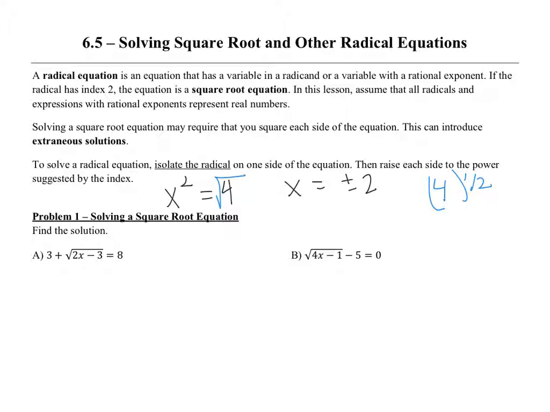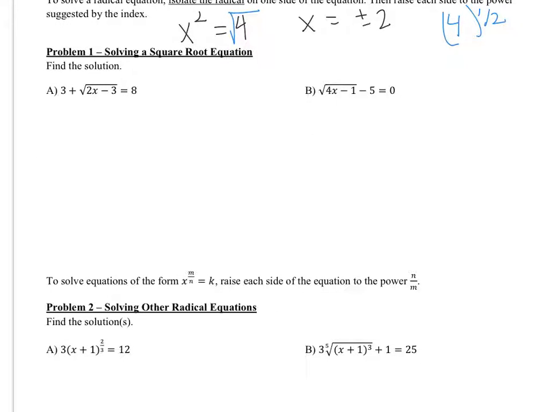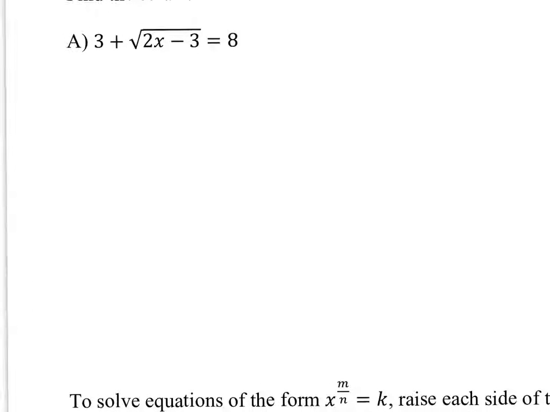So my first question, you have to get the root by itself. So before you do anything, you have to get rid of this 3. So when I'm thinking in my head, that's a positive 3. So opposite of a positive would be a negative. I'm going to zoom in here a little bit, give myself a little bit more room. So I'm going to have to subtract 3 from both sides. So once I subtract 3, so my square root of 2x minus 3, and that would give me 5.